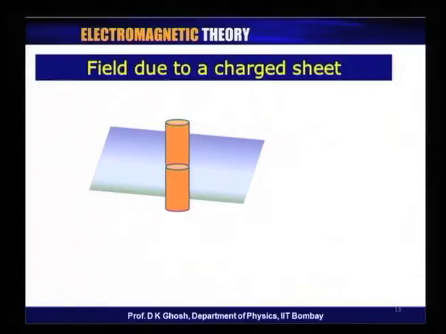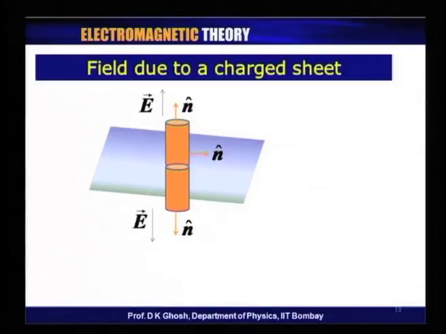Now, what I do is this: supposing I am interested in calculating the electric field at a distance r, I take a cylinder. This is a Gaussian cylinder, and let it intersect the sheet. Now, look at the various directions. The electric field on the top face is upward, on the bottom face is downward, and on the side faces it is perpendicular to the normal.